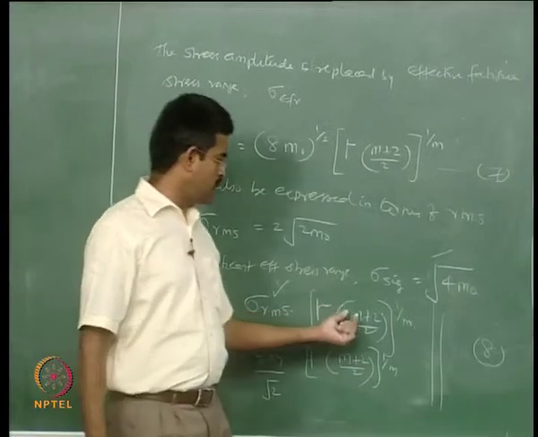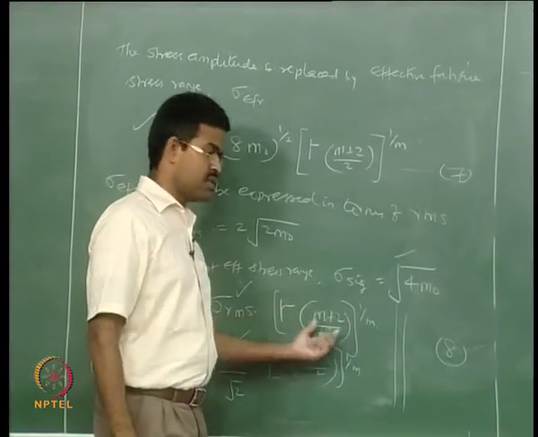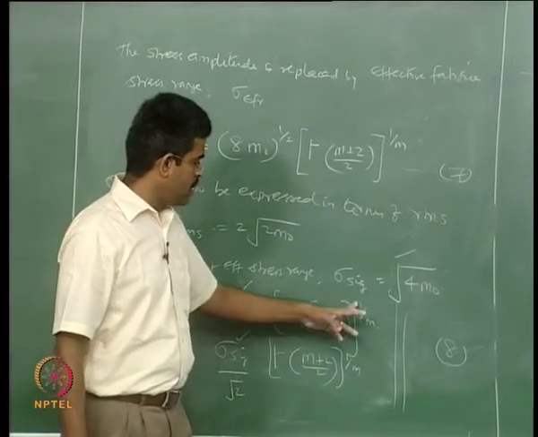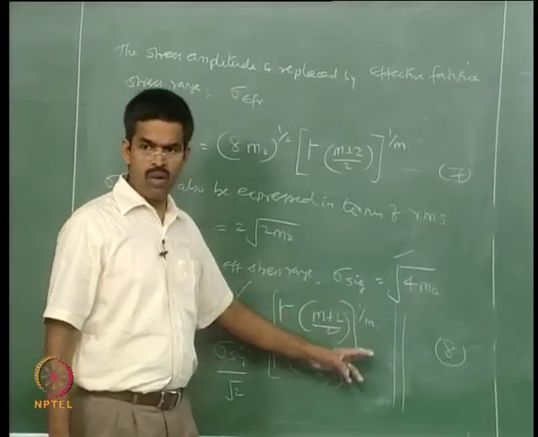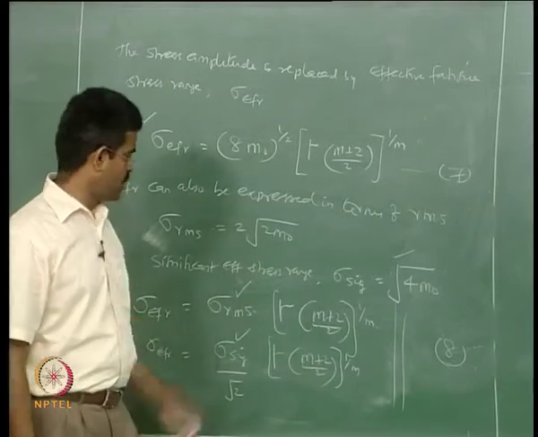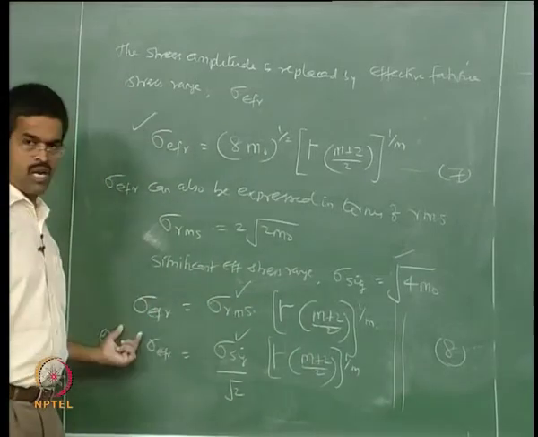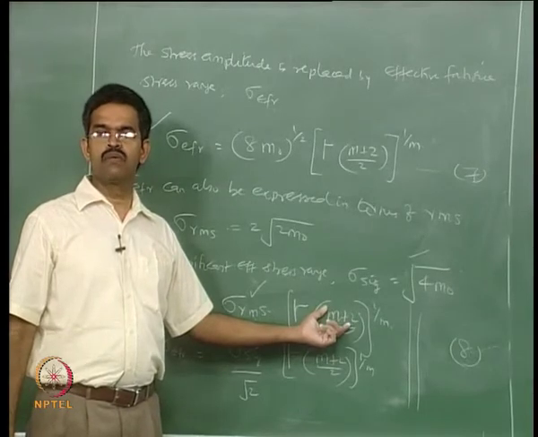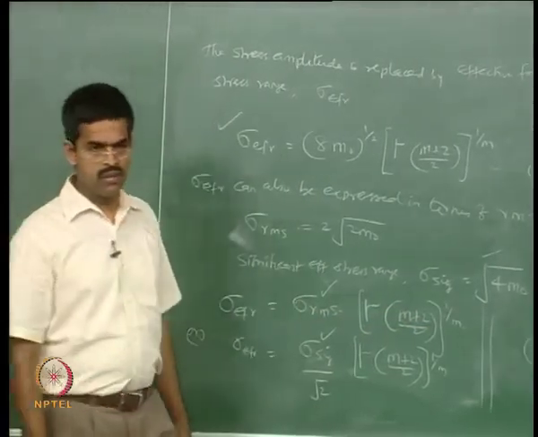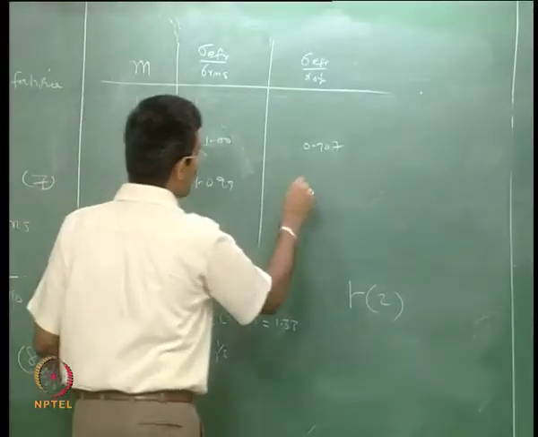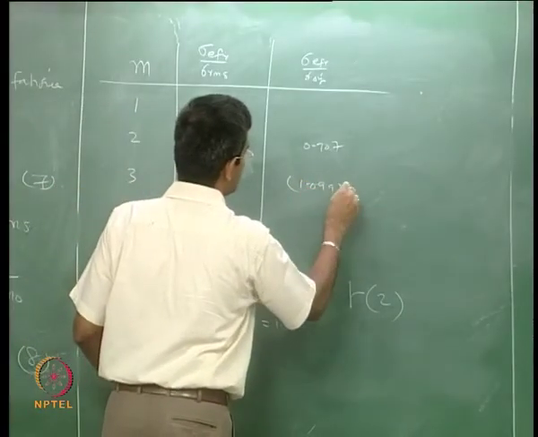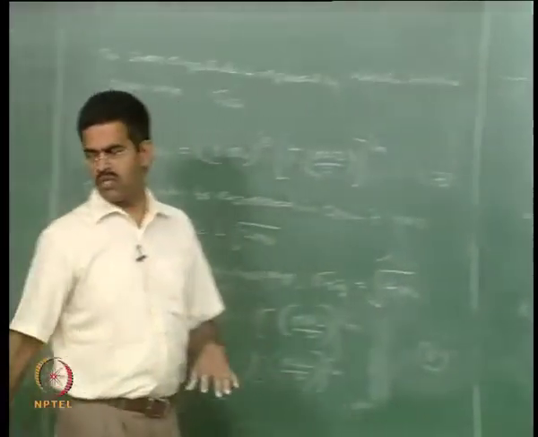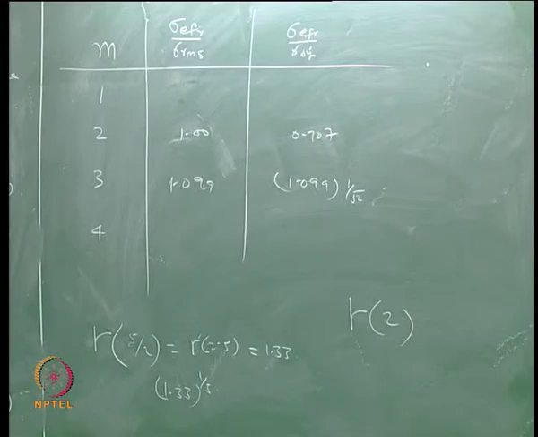If I substitute m is equal to 2 here, I get the gamma function at 2.5, which is 1.33, to the power of 1 by 2, that is root of 1.33. So, sigma EFR by sigma RMS will be that value. How much is that? Root of 1.33. This value is going to be 1.099 by root 2 and so on and so forth. So, I can easily find out these values. Let us quickly write the summary.